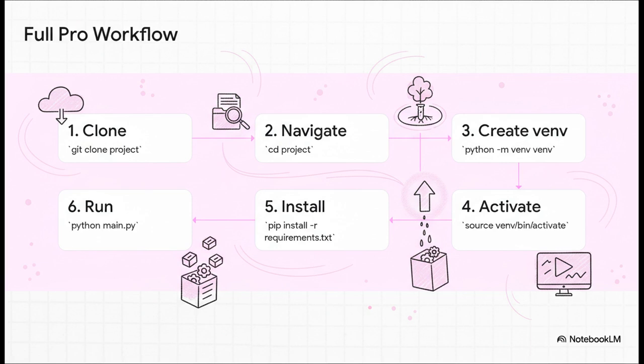3, you create your venv. 4, you activate it. 5, the crucial step, you install all the dependencies from that requirements.txt file. And only then, once your environment is a perfect clone, do you finally run the code. That sequence is the universal industry standard.